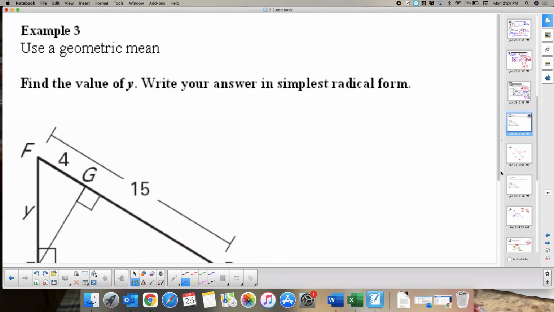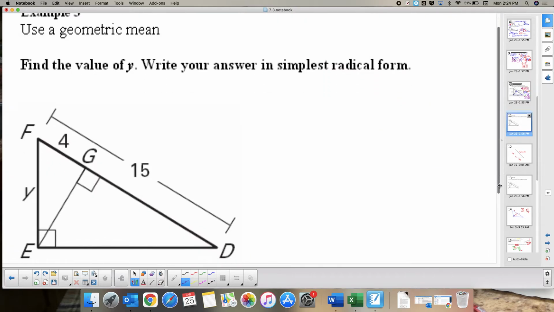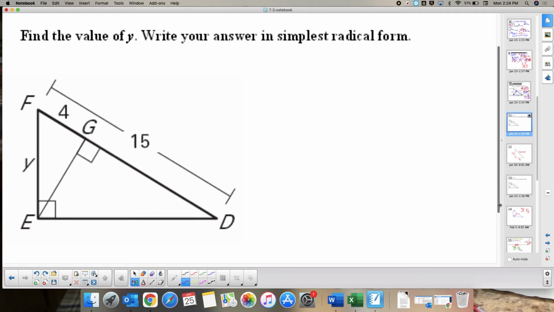Now, before we do our next one here, we're going to get into working with how else we can do this. Okay? In order to do it our second way, we are going to do what we call the geometric mean. However, to do a geometric mean, there's going to be two of them. There's going to be what we call a geometric mean of a leg and a geometric mean of your altitude.